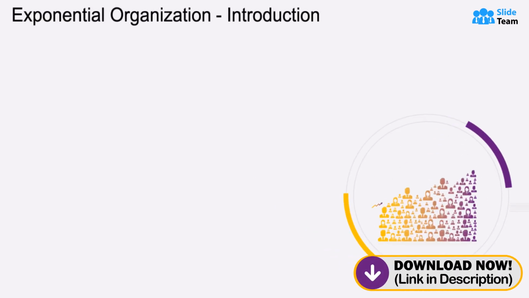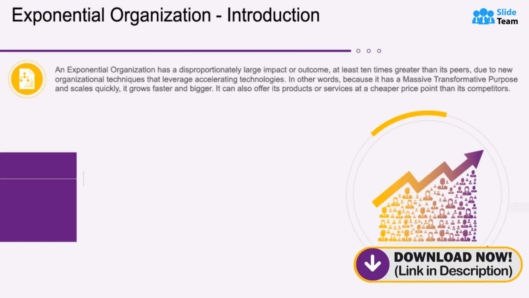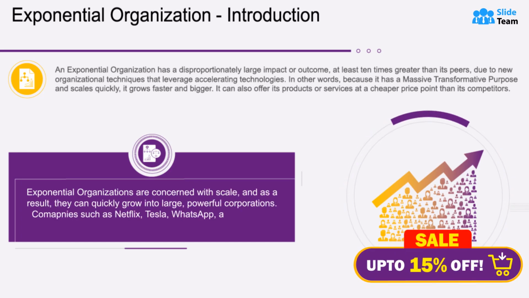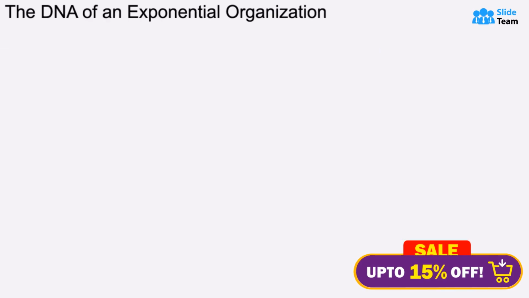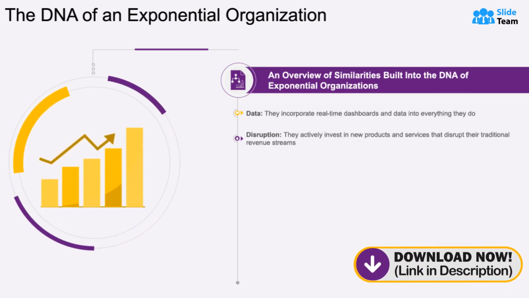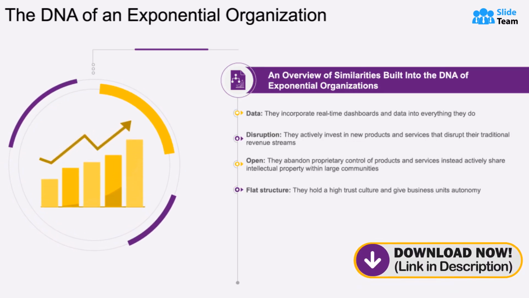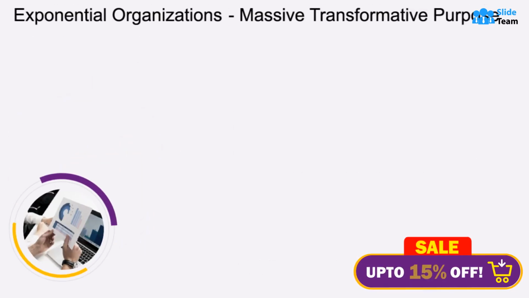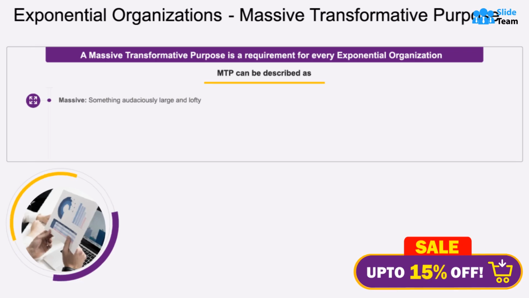To begin with, understand what an exponential organization is. It is a new breed of organizations that harness the power of emerging technologies, such as artificial intelligence, robotics, big data analytics, and blockchain, to disrupt traditional industries and create innovative solutions. Exponential organizations have some key traits.